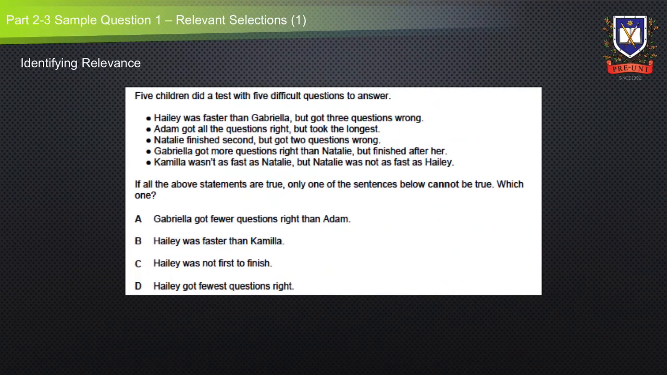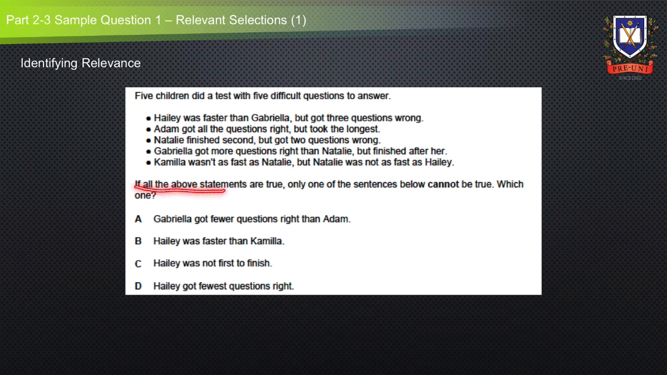Let's look at this example of an identifying relevant question from the Selective Sample Thinking Skills exam. 5 children did a test with 5 difficult questions to answer. Haley was faster than Gabriella but got 3 questions wrong. Adam got all the questions right but took the longest. Natalie finished second but got 2 questions wrong. Gabriella got more questions right than Natalie but finished after her. Camilla wasn't as fast as Natalie, but Natalie was not as fast as Haley.